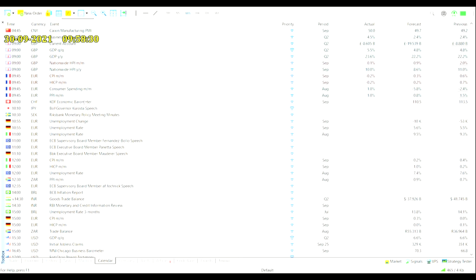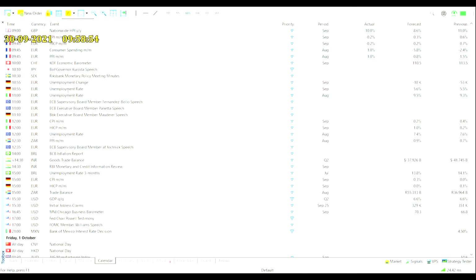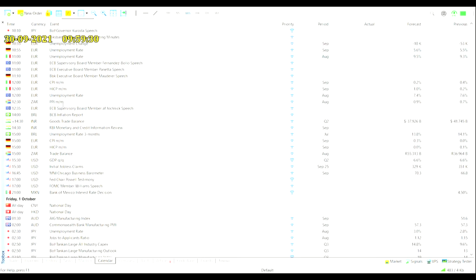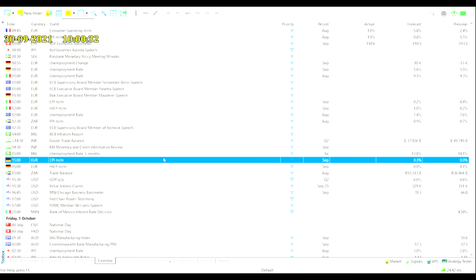90 seconds time, we get the Swiss economic barometer. Unemployment numbers trickling in throughout the session as well. 10:55 Germany, 11 o'clock Italy, and 12 o'clock for the Eurozone as a whole. Also at 12 o'clock, we get the CPI and HICP from Italy. Their CPI is forecast at 0.2%. Month-on-month PPI for South Africa at 12:30. We do get the German CPI at 3 o'clock as well with the HICP. Monthly numbers, CPI forecast at 0.3% with a flat previous of 0.0.